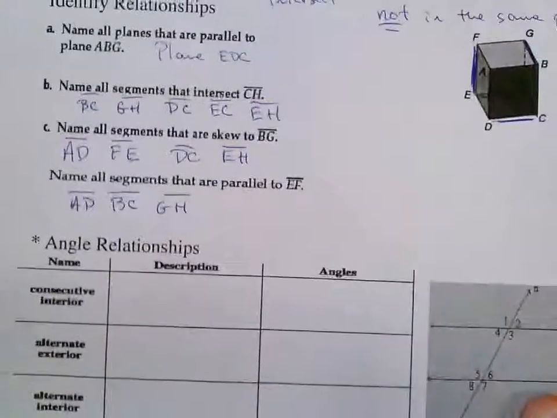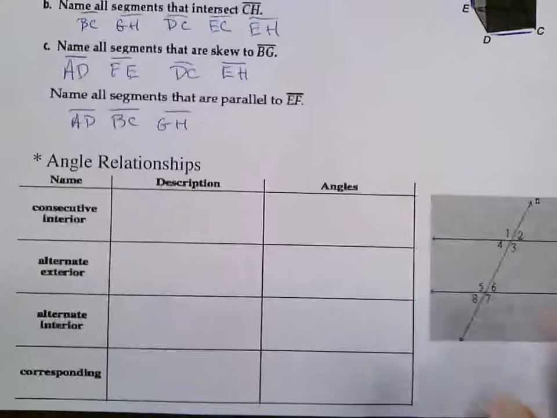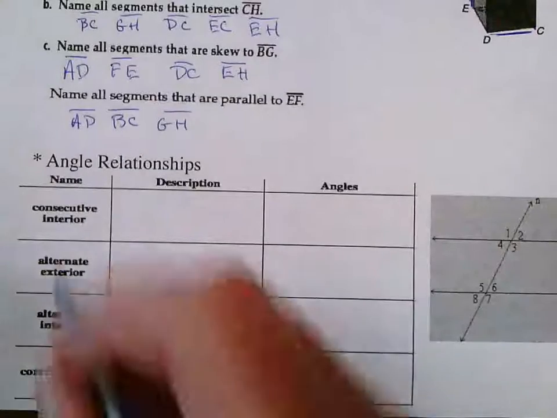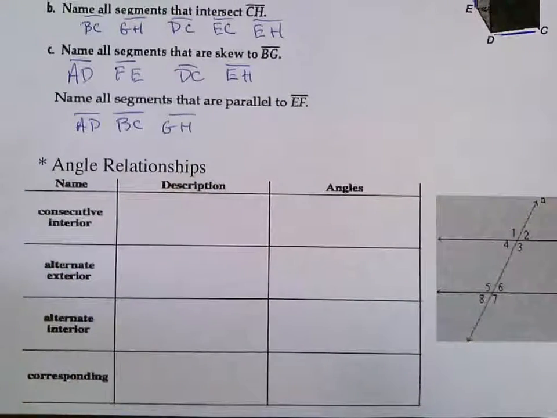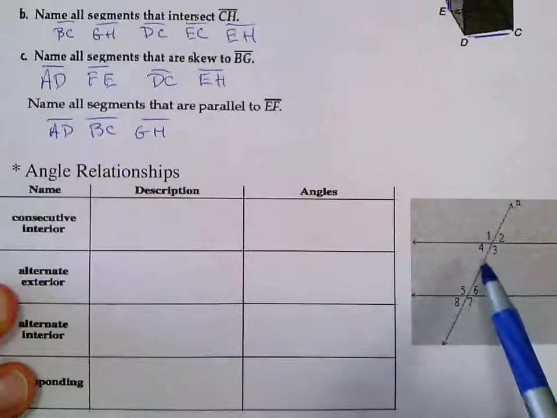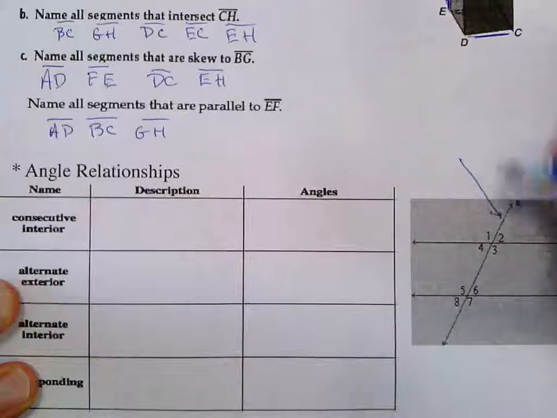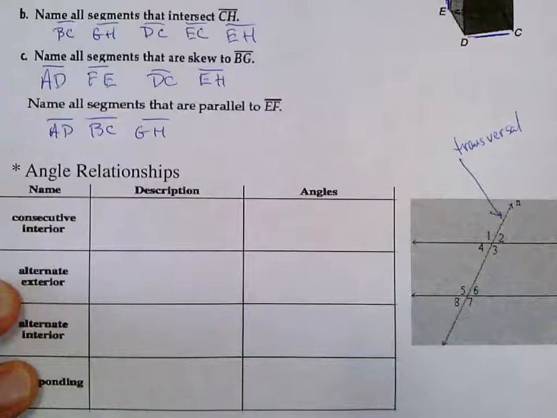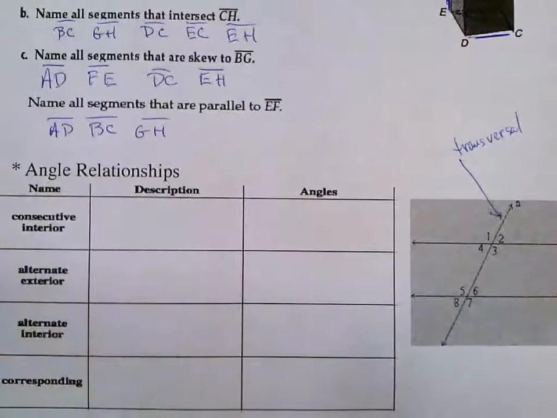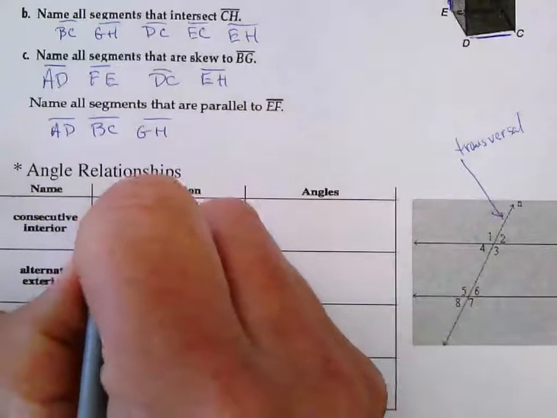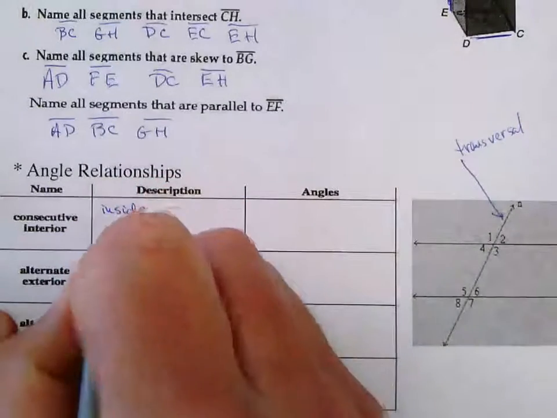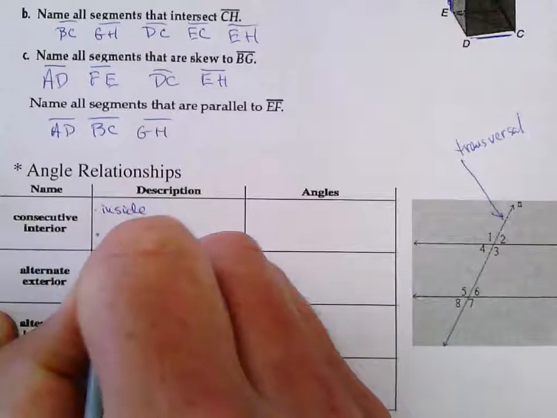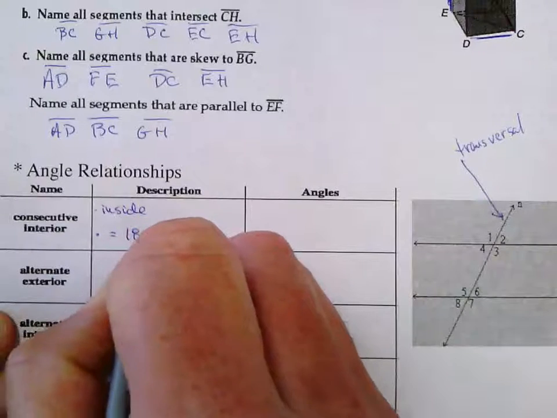Okay. The bottom here, we're going to get into some angle relationships. These are your different types of angle relationships. It's 2 angles when you have parallel lines cut by a transversal. This is called your transversal right here, by the way. It's very important to us. Consecutive interior angles are on the inside and they add up to 180 degrees.